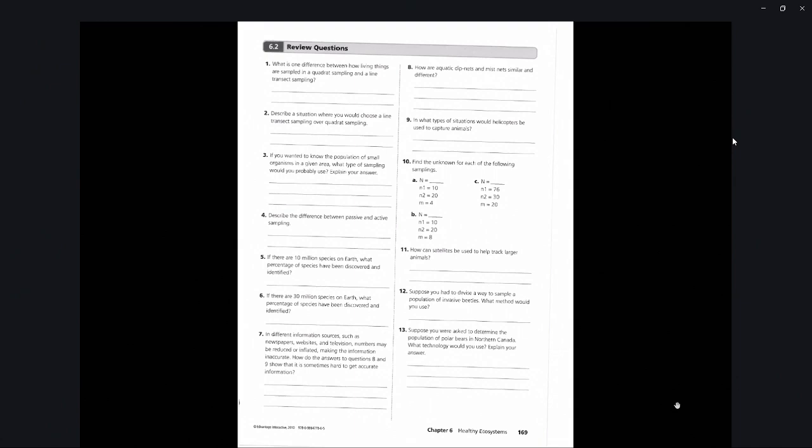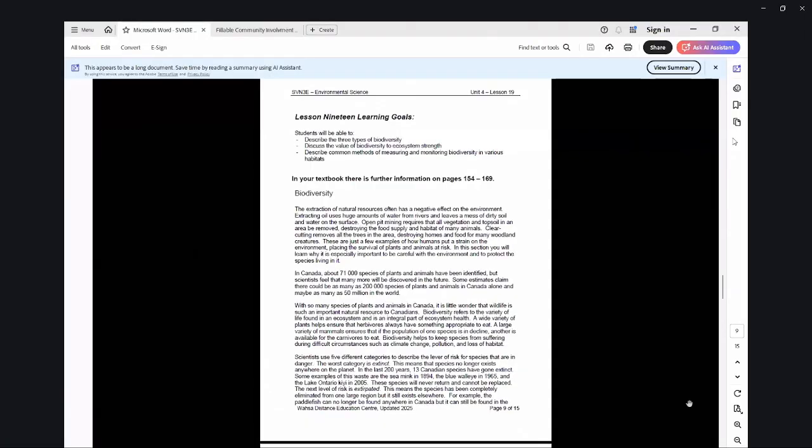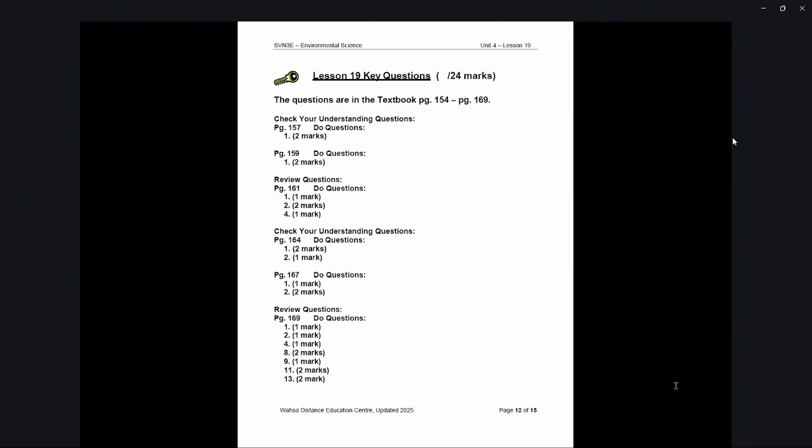And we're on lesson 19 questions. So I just want to go back and remind us of how this works. If we can go down and just give me a second to find the questions, they are on page 12 of 15. And if you remember last night, there they are. Lesson 19 key questions are on page 12 of 15.